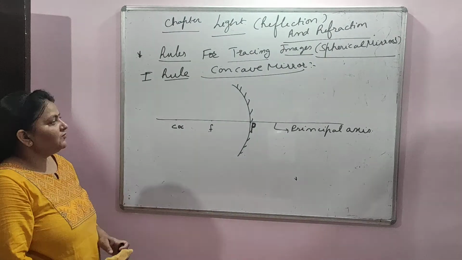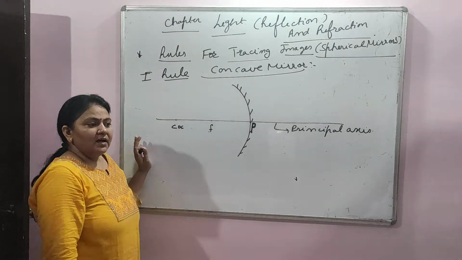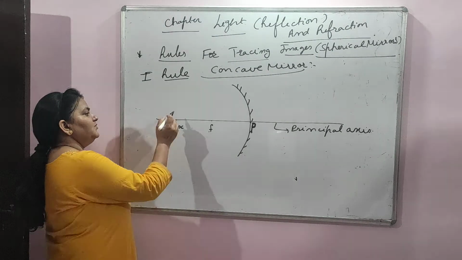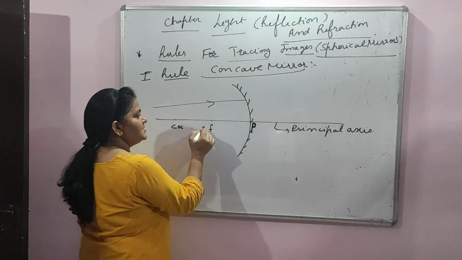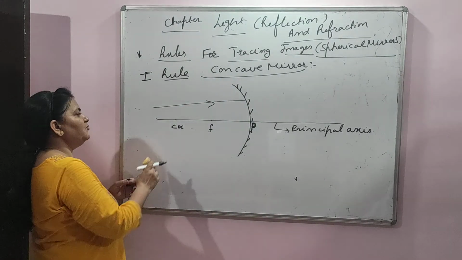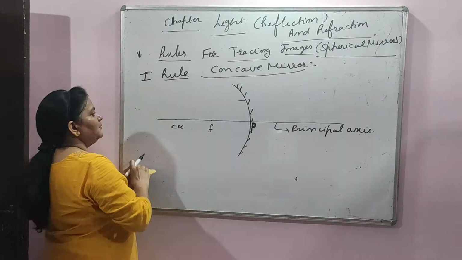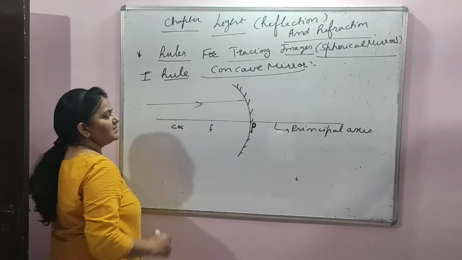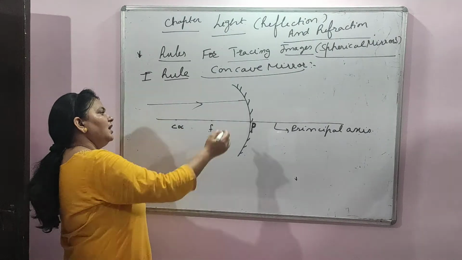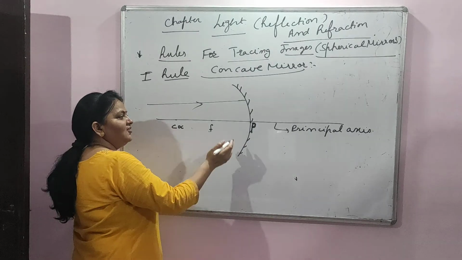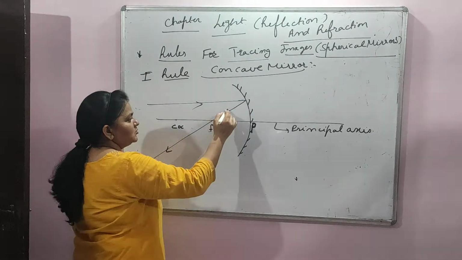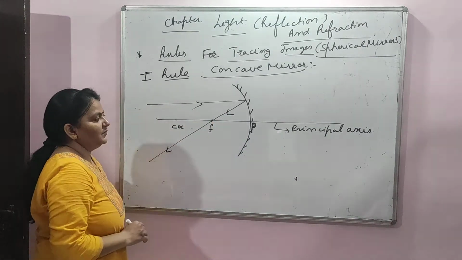So what is the first rule for a concave mirror? Any incident ray which is parallel to the principal axis. Now this incident ray, from where is it coming? It is coming from an object. So an incident ray which is parallel to the principal axis, after reflection from the concave mirror, will pass through the principal focus.